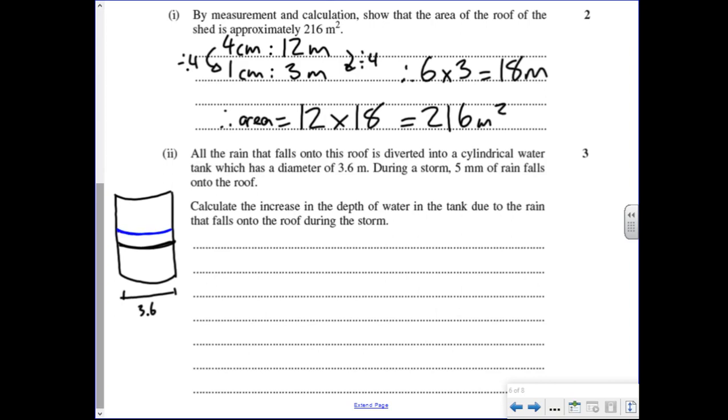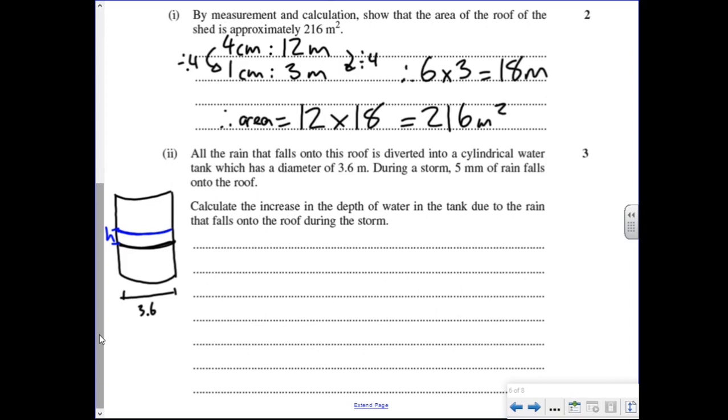So from that, essentially what we're trying to do is find the increase in depth. So rather than trying to find the whole height, we just want to find the height in here, from where it started to where it is. To do that, we're going to need to find the volume of water that was caught in that storm, which makes it very similar to the question that we just did.